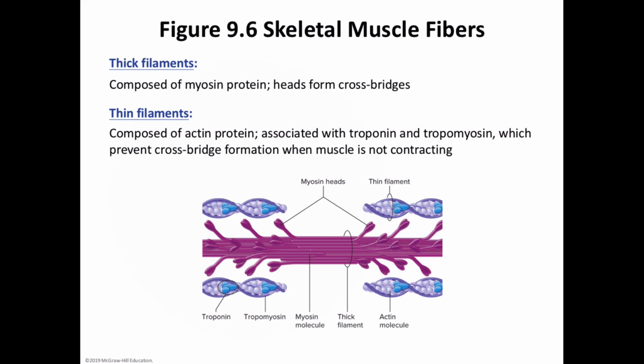Tropomyosin, which is there in purple, is what blocks. And when I teach this, a lot of times I call it the blocker. Tropomyosin is the blocker. What it does is block those myosin binding sites on actin, or those active sites on actin, excuse me. I'll say it one more time: tropomyosin blocks the myosin binding sites on actin, or the active sites on actin, however you like to put it.